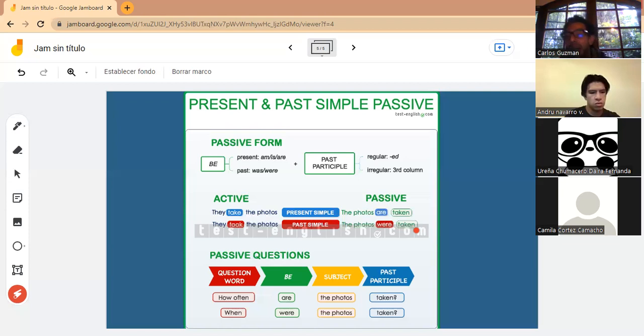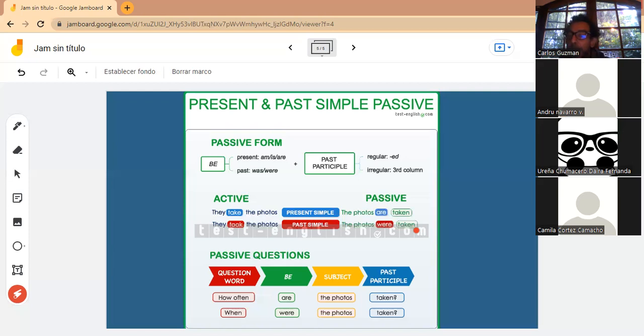Take. A ver, ¿qué es el pasado simple de take? Taken. No, no, pasado simple. No vean ahí, piensen en lo que ustedes conocían, tal vez. Took. Took, exactly, right? Pasado simple.